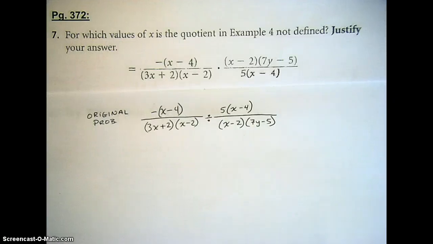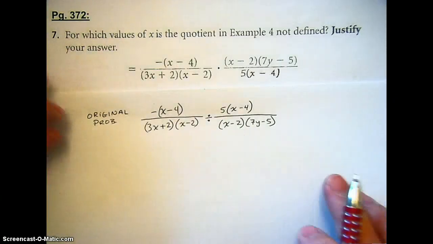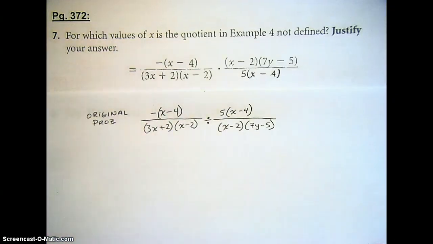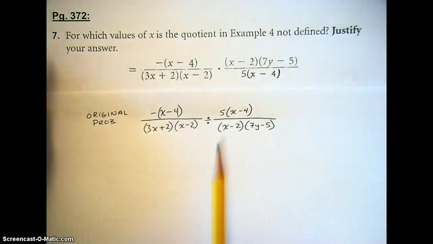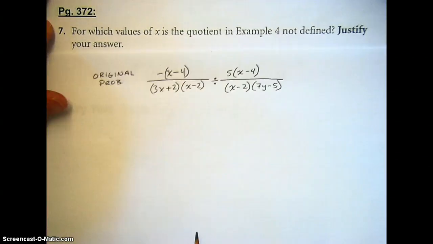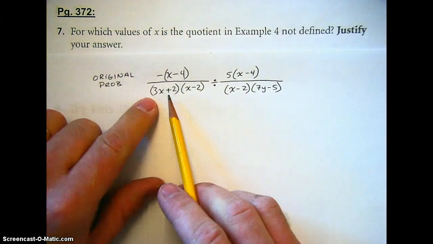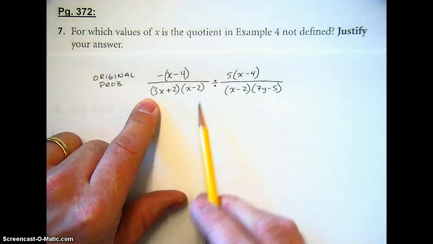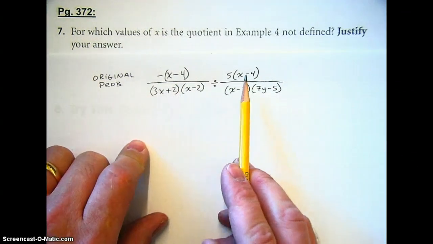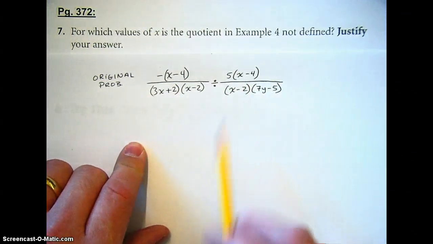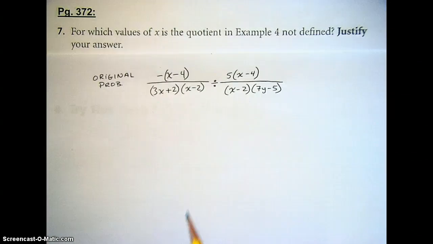Okay, to begin number 7, I want to start by looking at the original problem. So the original problem, you have negative x minus 4 over 3x plus 2, x minus 2, divided by 5 times quantity x minus 4 over x minus 2, and 7y minus 5.